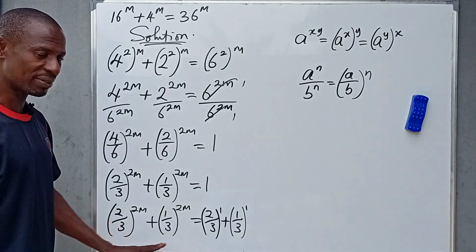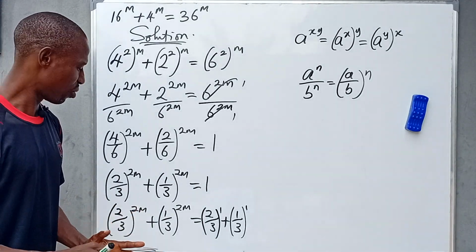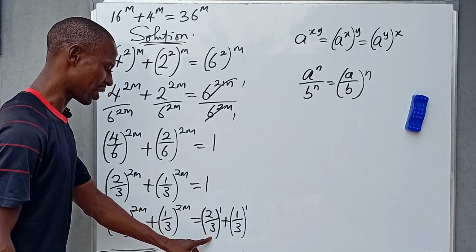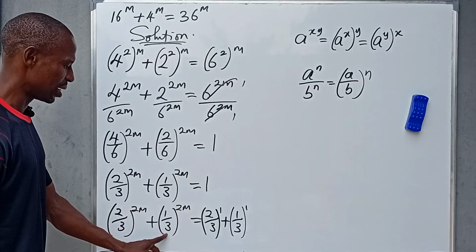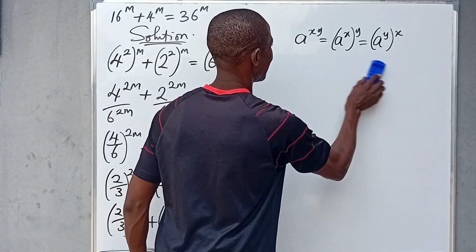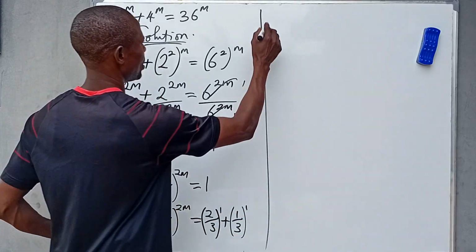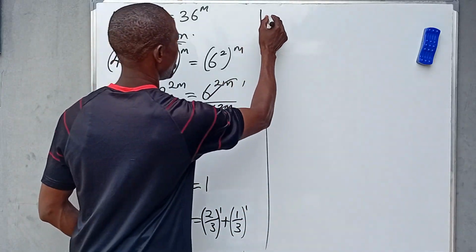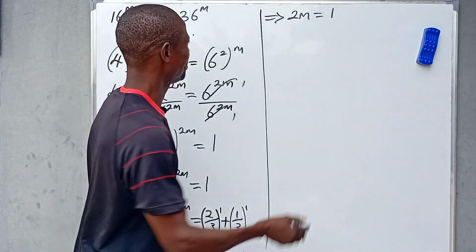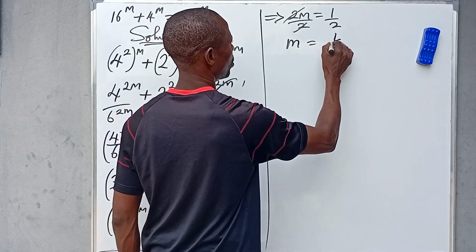And look at what we have on the left-hand side. By comparison, here we have 2 over 3 raised to 2m, where we have 2 over 3 raised to 1. Here we have 1 over 3 raised to 2m, and here we have 1 over 3 raised to 1. So what does that imply? We can now equate the exponents. It tells me that 2m is equal to 1. Easy. Divide both sides by 2, and we now have m equals 1 over 2.